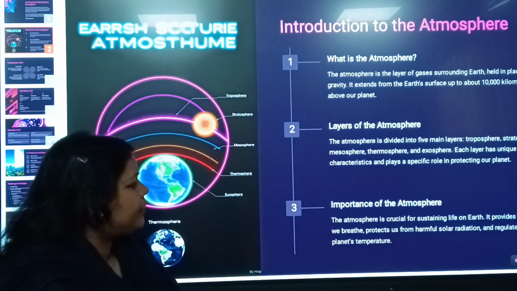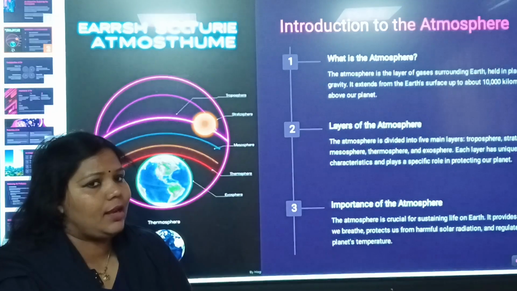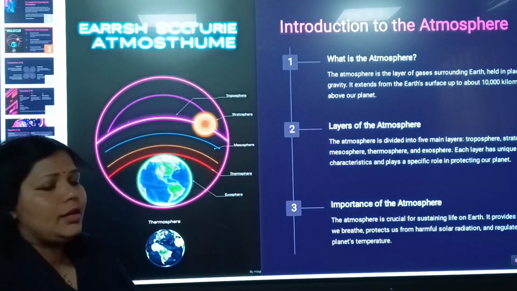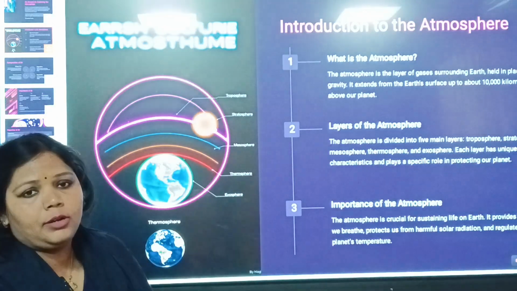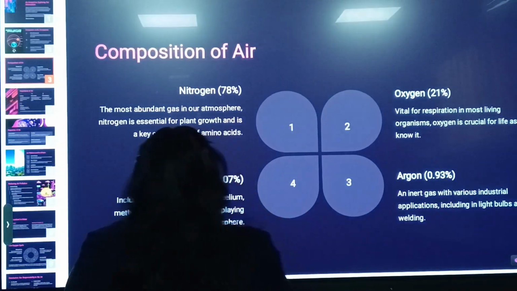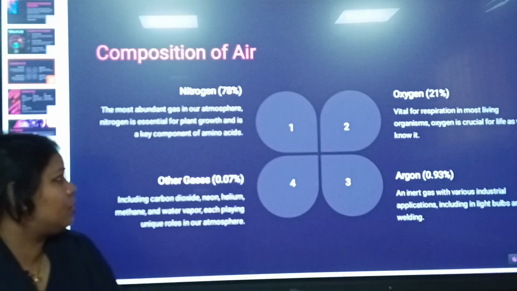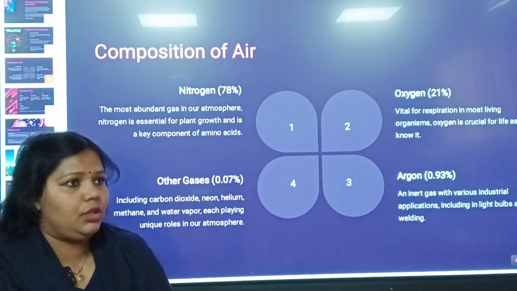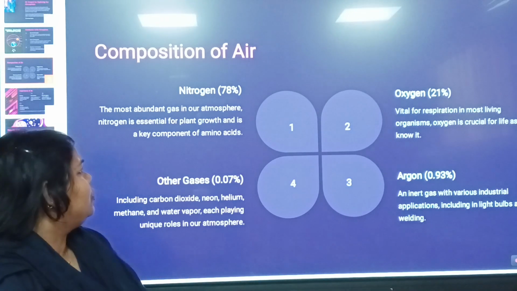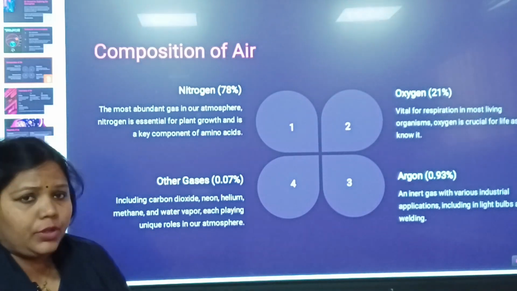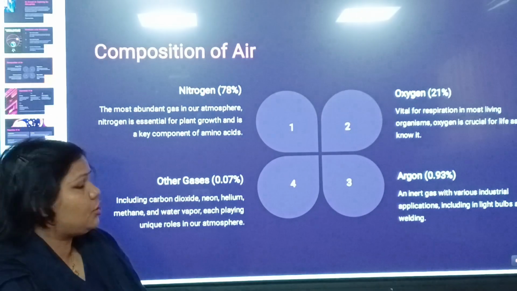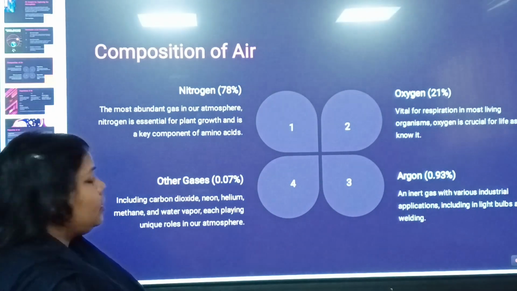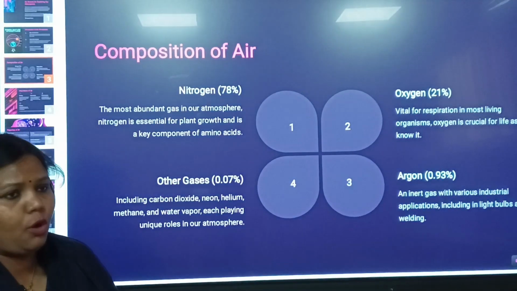The importance of the atmosphere is that it is crucial for sustaining life on earth. It provides the air we breathe, protects us from harmful solar radiation, and regulates our planet's temperature. Going further, we will study the composition of air. As we live on the earth, the composition of air has been prescribed by eminent scientists, who have given the percentage of air composition.